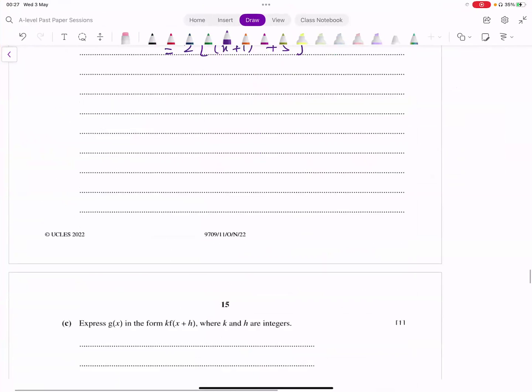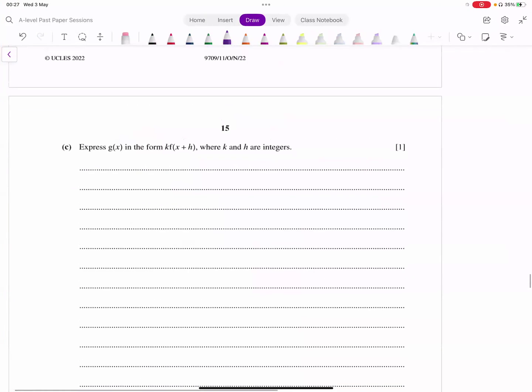Let's move on to the next part. Now it says express g of x in this form where k and h are integers. You have to write g of x in terms of f. How do you do this?